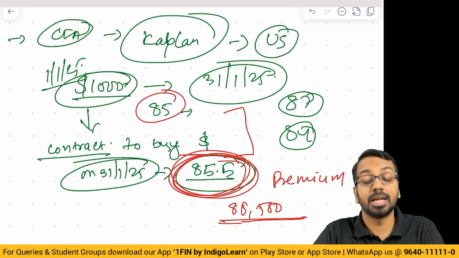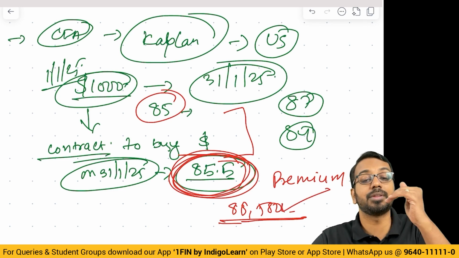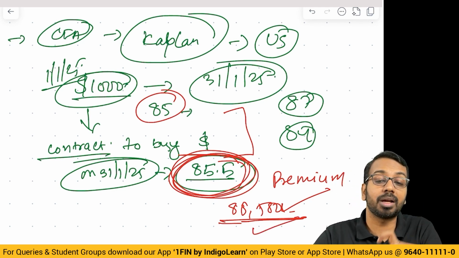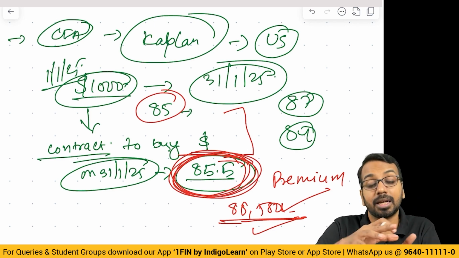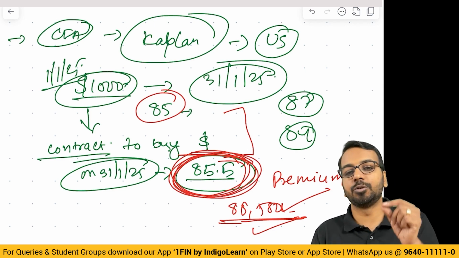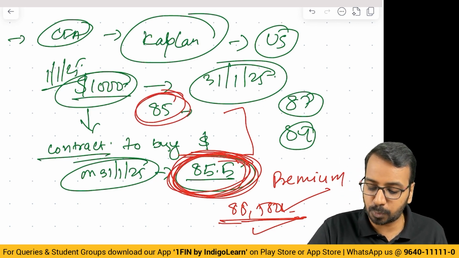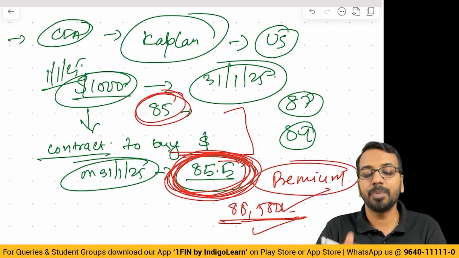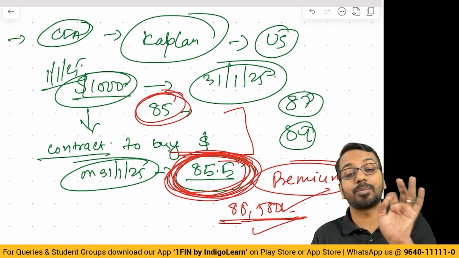Now the question is, if the rate comes down to 84, even then I have to pay this amount. If the rate goes up to 87, even then I have to pay this amount. I am not here to make money on exchange differences. I want to safeguard my cash flows. Now the contract entered into to buy a foreign currency at a future date is called a foreign currency contract. The difference between the spot and the forward rate which is agreed is called premium; if the amount is less, it is called discount. Okay. This is the concept of forward contract.